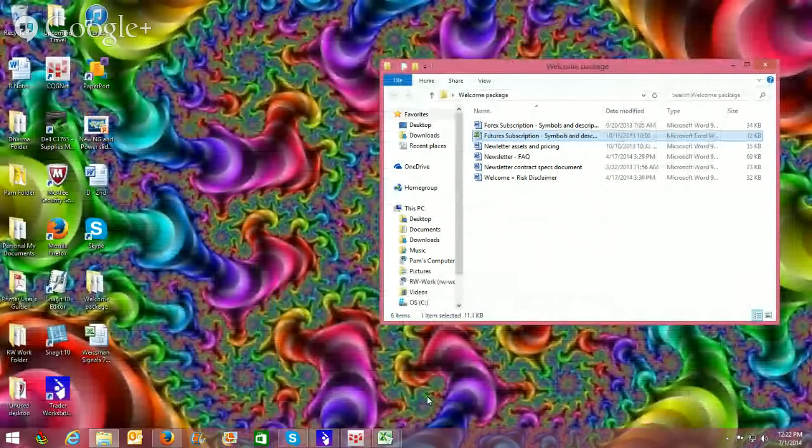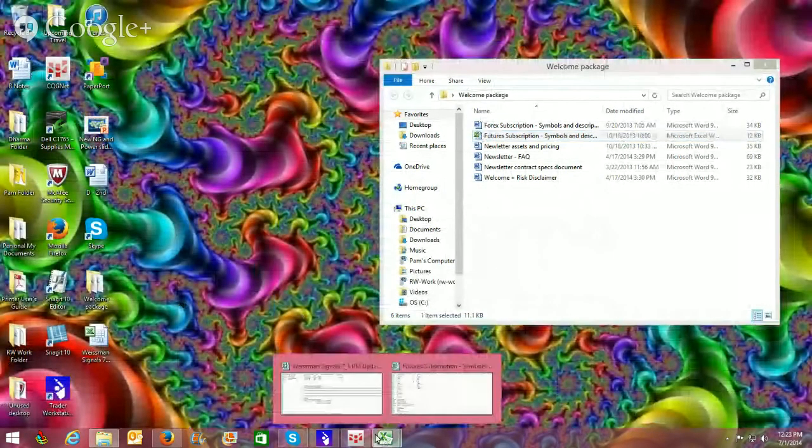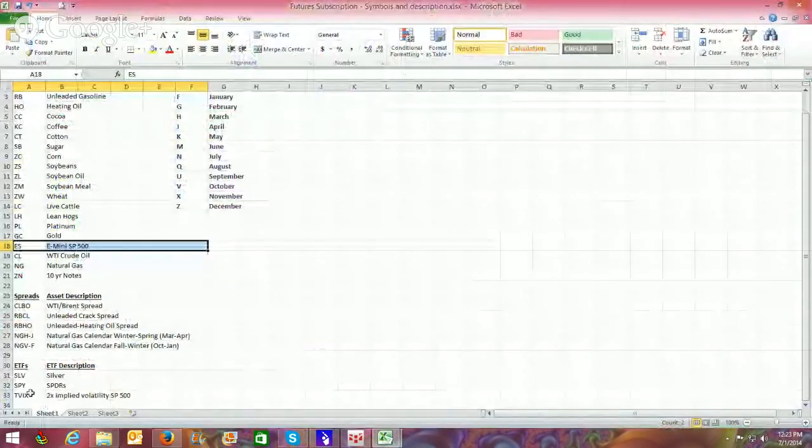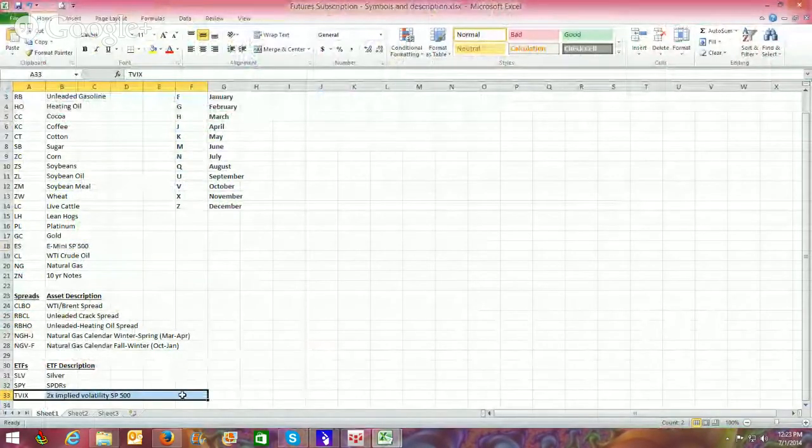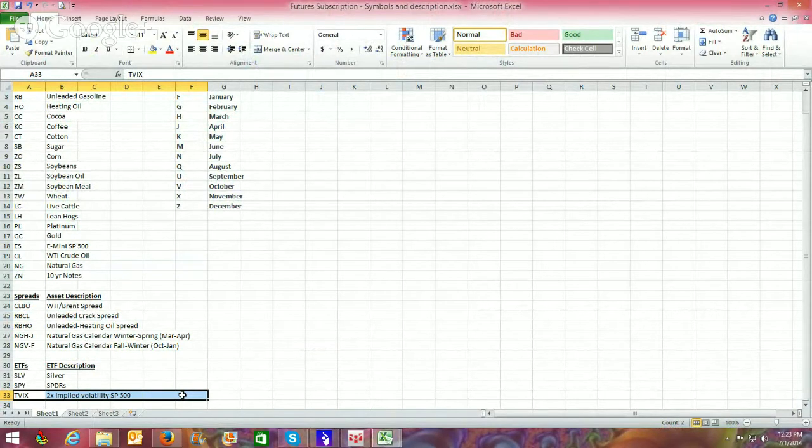And then one of the other ones that people were interested in is this TVIX. Now the TVIX is an interesting thing. It's an ETF which is 2 times the implied volatility of the S&P 500. And basically, what it enables you to do is to get a play on volatility. There's something unusual about TVIX. TVIX is a counter trend only play.